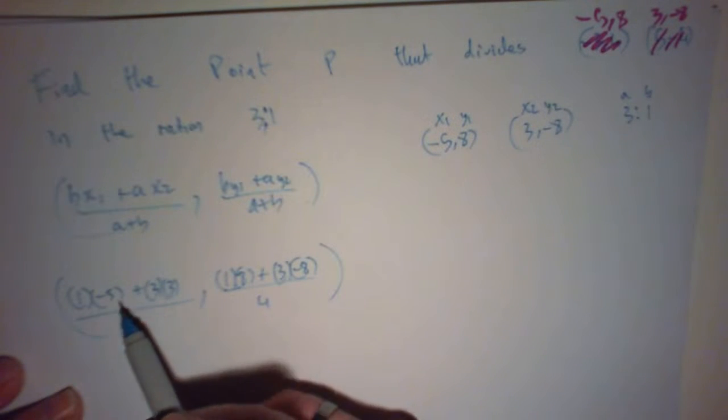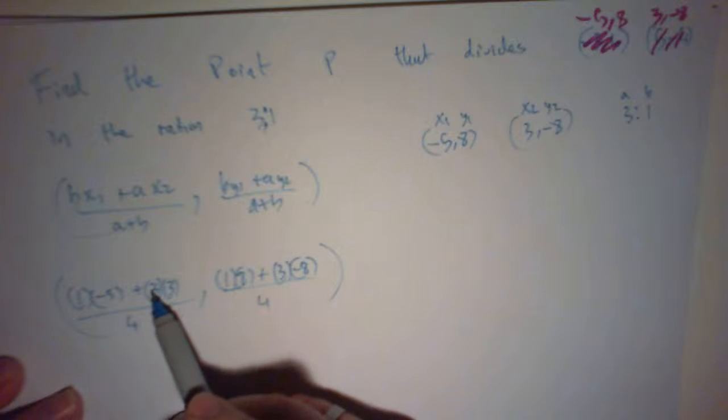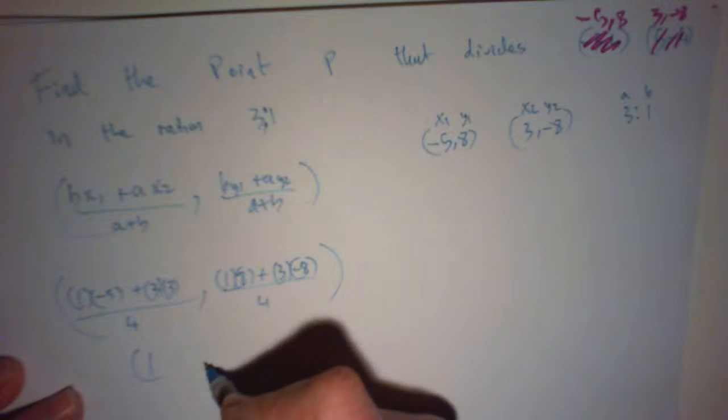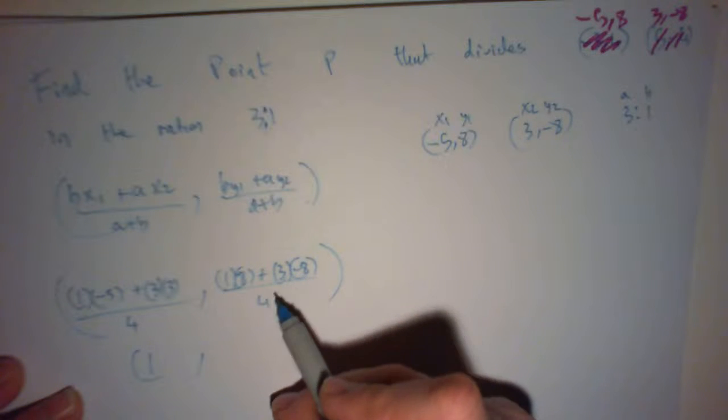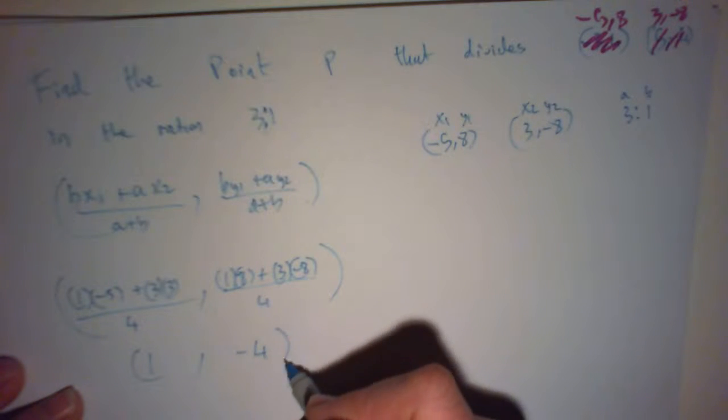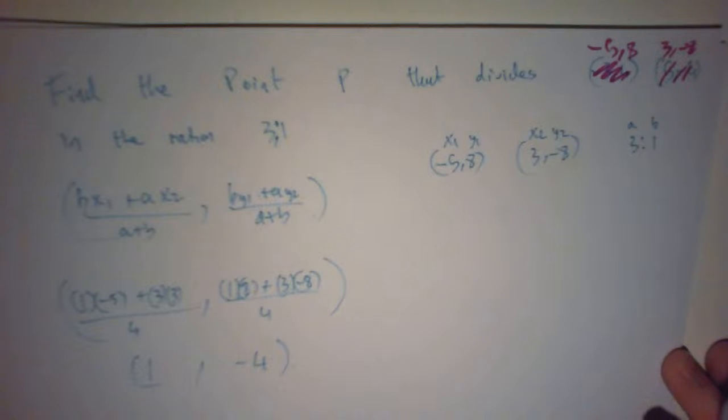So 9 minus 5 is 4. 4 over 4 is 1. And we have minus 24 plus 8 is minus 16 over 4 is minus 4. And there you go. Hope you got it right.